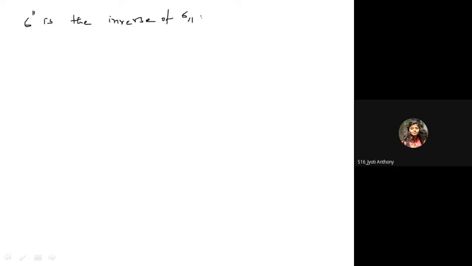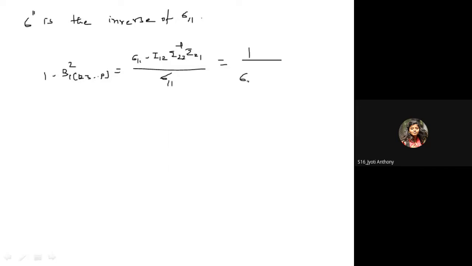So I can write 1 minus rho square 1 2 3 up to p is equal to sigma 1 1 minus sigma 1 2 sigma 2 2 inverse sigma 2 1 upon sigma 1 1. But about this quantity, what can I write? I can write it as 1 upon sigma upper 1 1, where sigma lower 1 1 is here. So this is nothing but the value of 1 minus rho square 1 2 3.